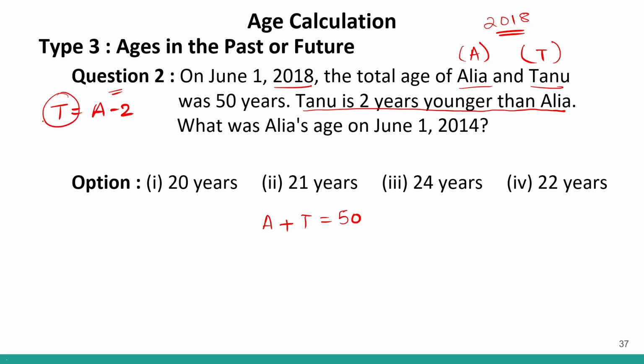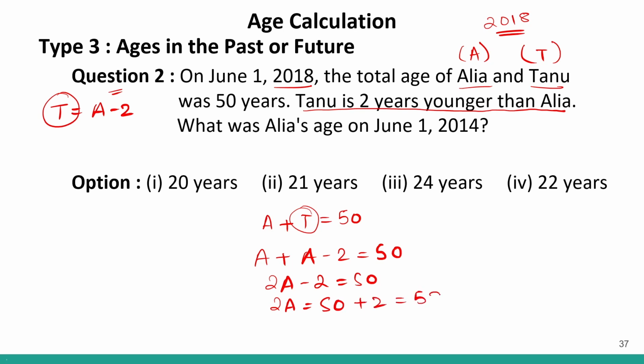So I can substitute this value of T over here. So A plus A minus 2 will be equal to 50. Right? I have substituted the value. So 2A minus 2 equals 50. So 2A will be how much? 50 plus 2, which is 52. So A will be 52 by 2. So 2 times 26 is 52. So A's value is 26.